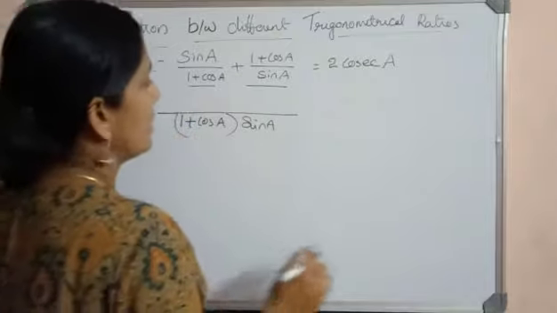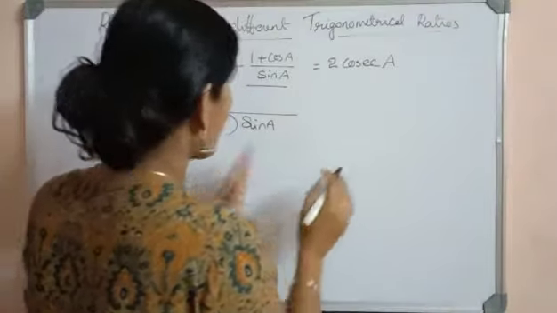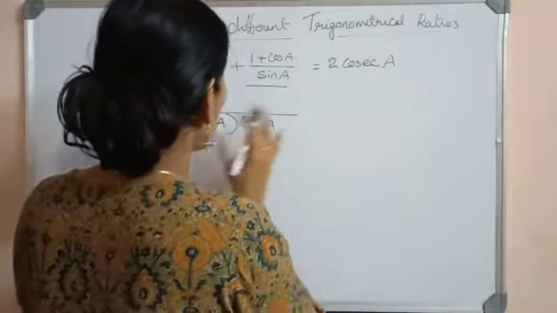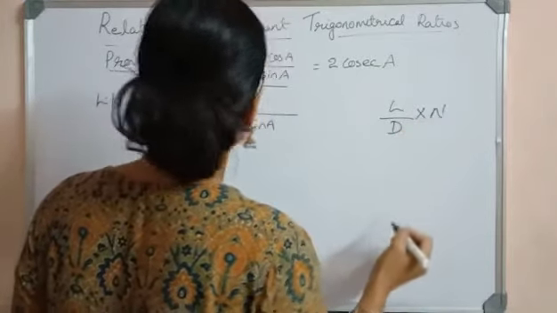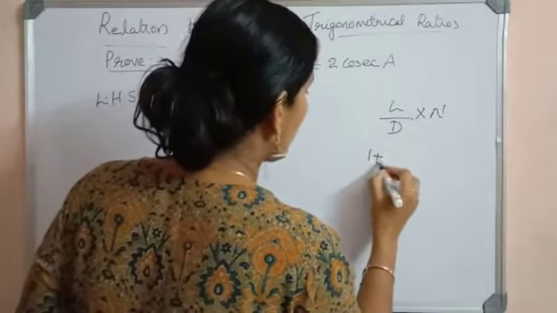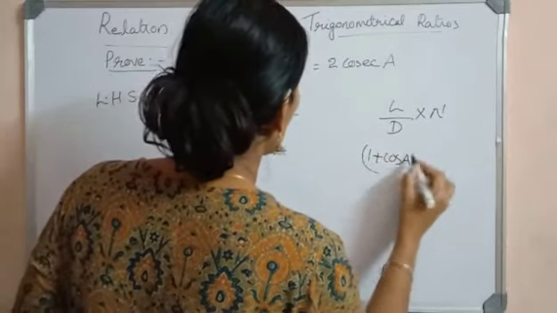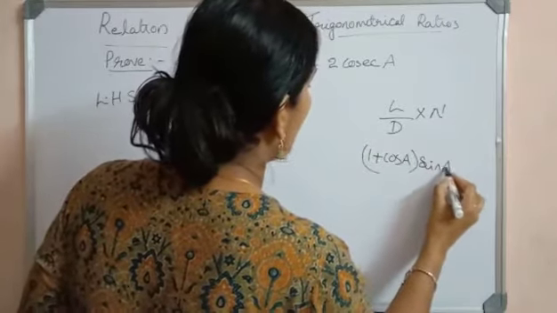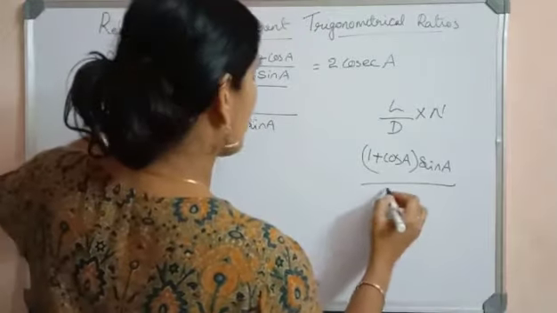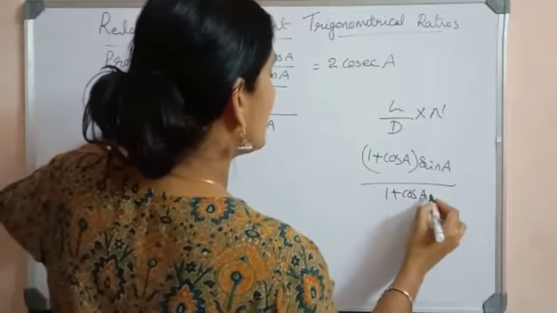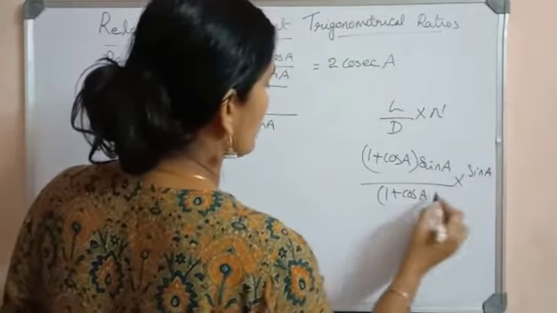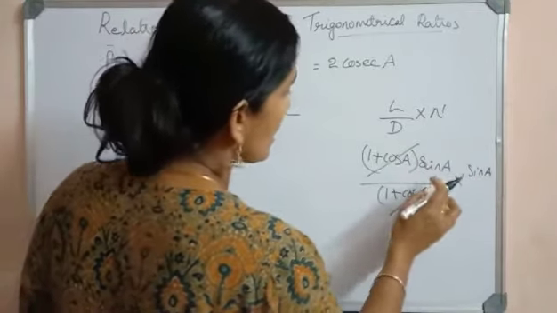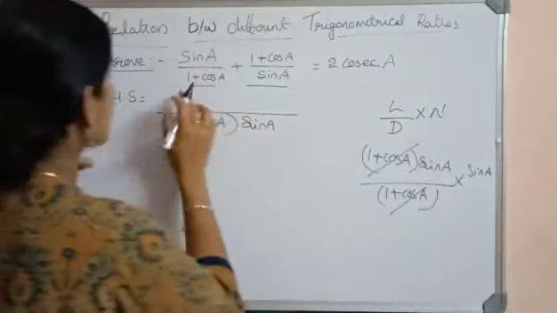Upon that we can write, as I have told you in the previous sum, how to take the LCM and multiply L by D into N for the first one. So the LCM is 1 plus cos A into sin A divided by the denominator, which is 1 plus cos A for the first term, into the numerator, which is sin A. So 1 plus cos A and 1 plus cos A get cancelled. Sin A into sin A is sin square A.